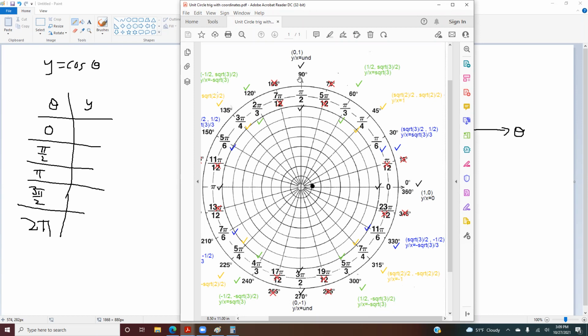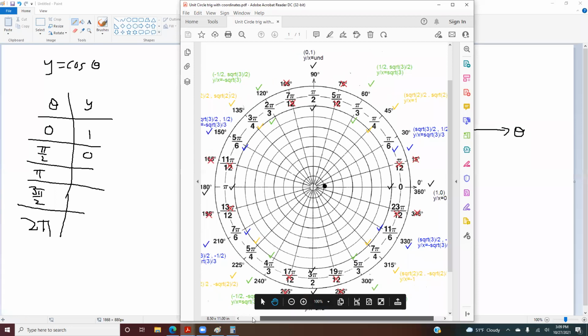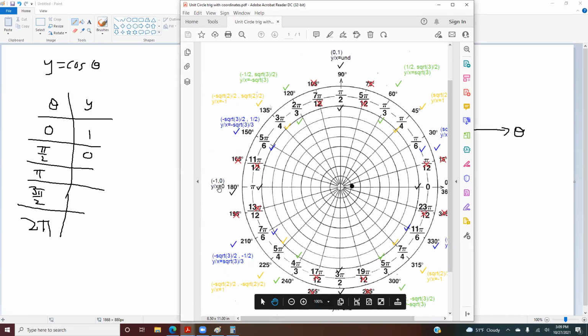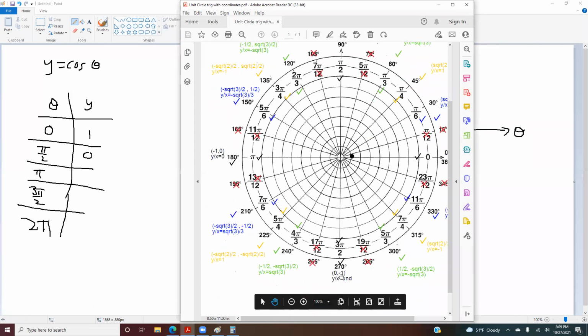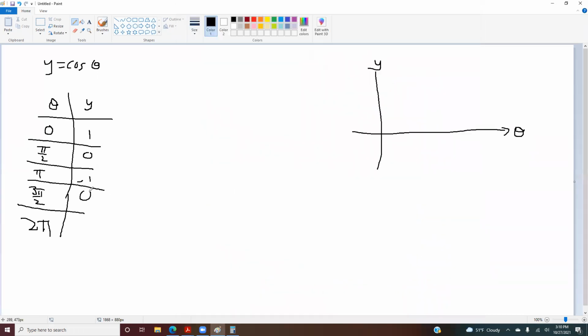And what is cosine pi over 2? 0. So this is 1, this is 0. Cosine pi, -1. And cosine 3 pi over 2 is 0, back to 0, and then cosine 2 pi is back to 1, right? So it's 1, 0, -1, 0, 1.